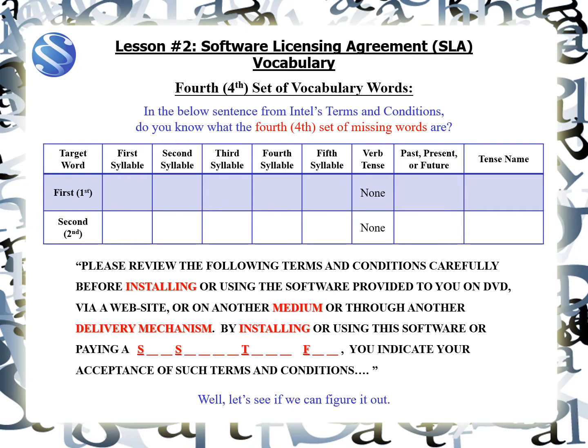In the below sentence, from Intel's terms and conditions, do you know what the fourth set of missing words are? Let's go ahead and read the sentence. Please review the following terms and conditions carefully before installing or using the software provided to you on DVD via a website or on another medium or through another delivery mechanism. By installing or using this software or paying, you indicate your acceptance of such terms and conditions. Well, let's see if we can figure it out.